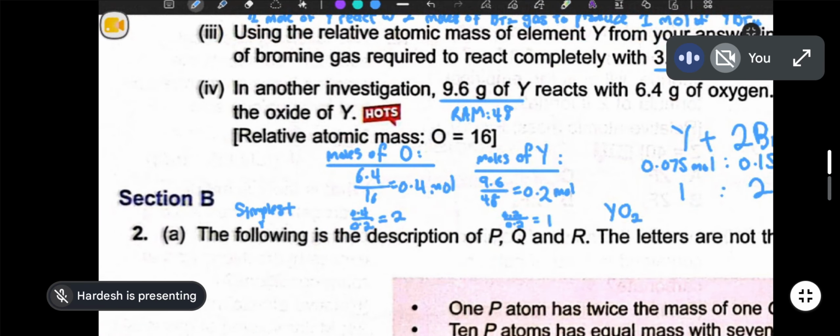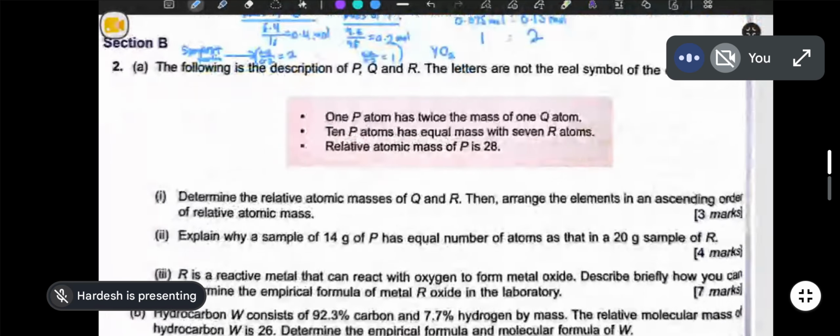Can you understand or not, guys? All clear, guys? Anyone blur anywhere? Okay, now let's go on to section B. This is our last question for tonight, and then we'll be done for the day.